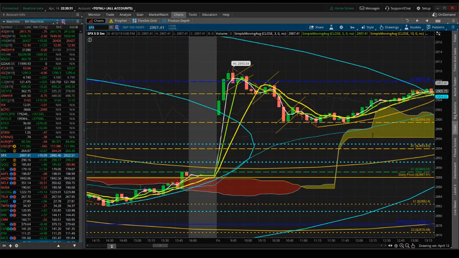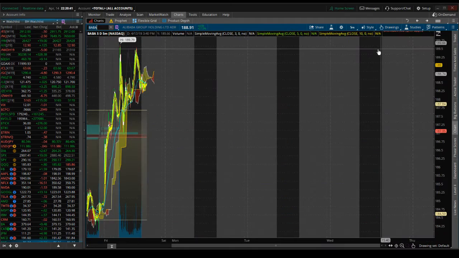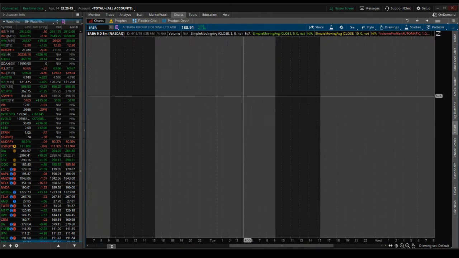See Baba on Friday, it passed quickly through your 188 level. I was waiting on any drop, but it didn't happen, and then finally, I didn't enter. Oh yeah, but Baba was a nice move there. It was a pretty complicated day.